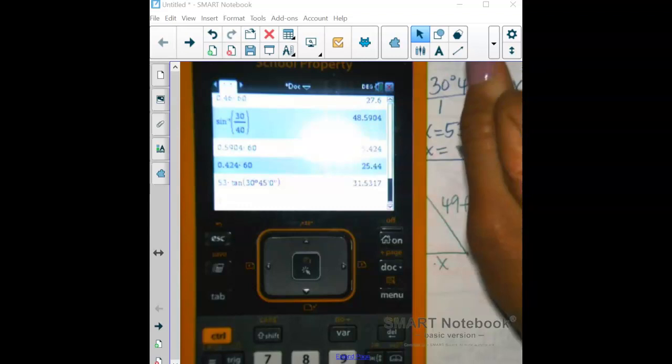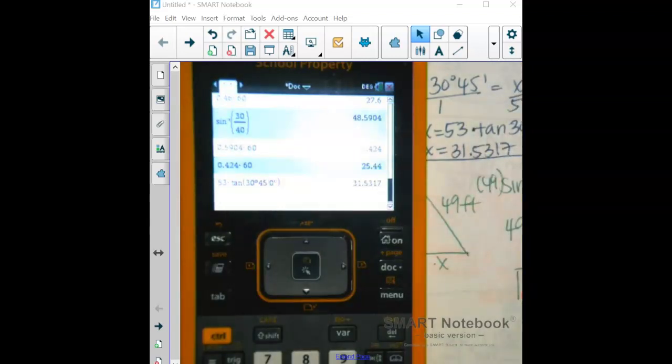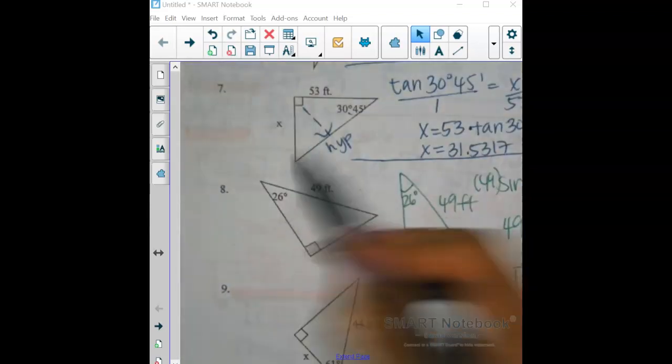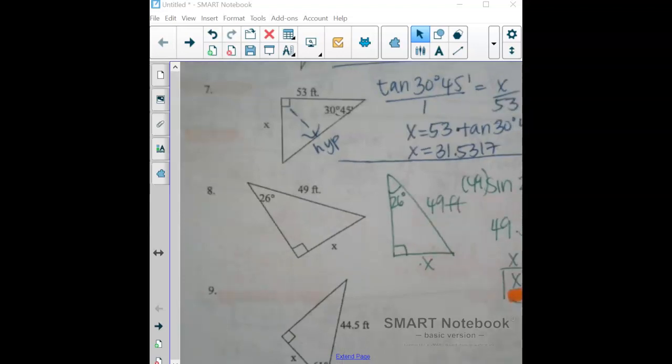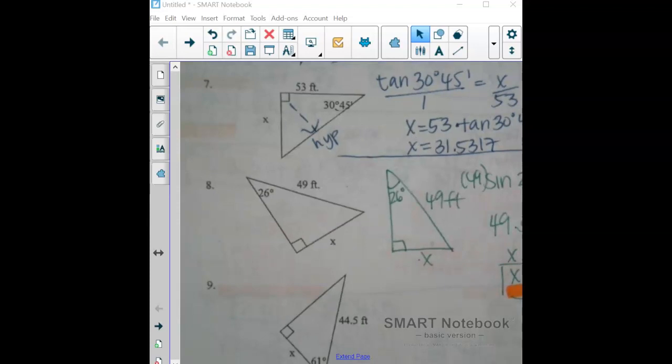And our decimal is going to be 31.5317. If you think back to the problem that we just did, that was finding a side length, and decimals are okay. So I'm just going to round that. X is going to be approximately 31.53, and this is in feet. Pretty easy, right? You were able to use your calculator.